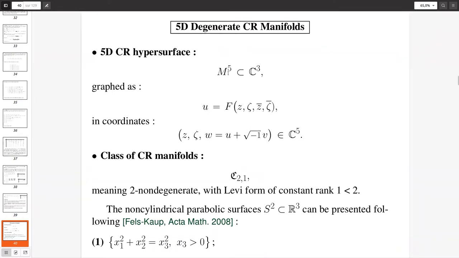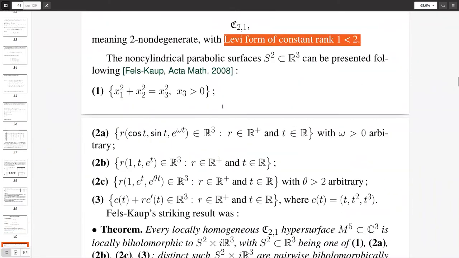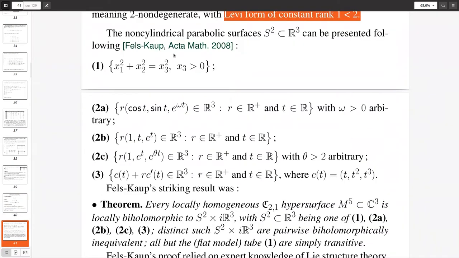So it's like in C3, five-dimensional. There is a terminology which goes back to Fels-Kaup, I think, C21, which means two non-degenerate directions, the 3x3 determinant I showed you, and the Levi form is of rank 1. Fels-Kaup, using purely Lie algebraic methods, were able to classify them. And unexpectedly, they showed that all the models are tube, which means the product of a surface S2 in R3 times iR3, where i is the square root of minus 1.